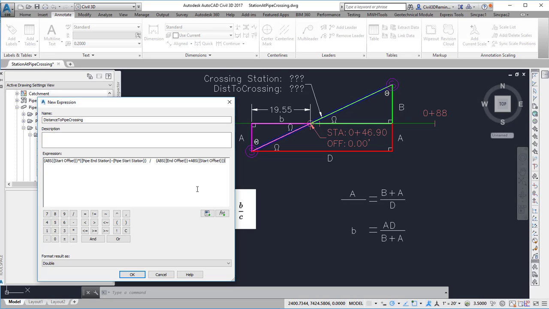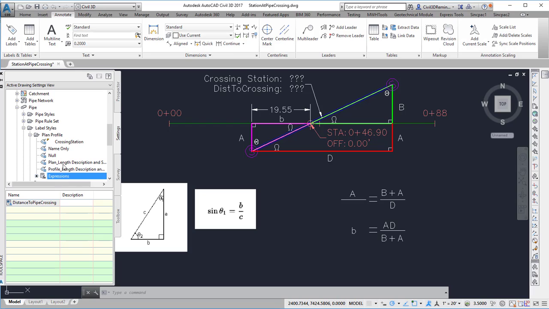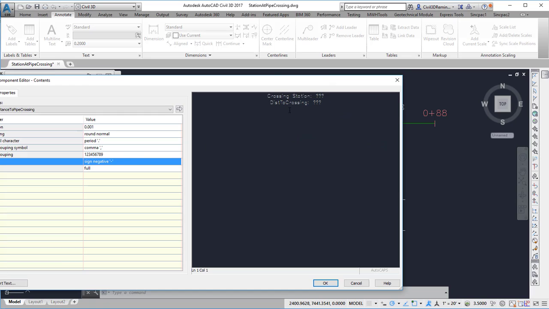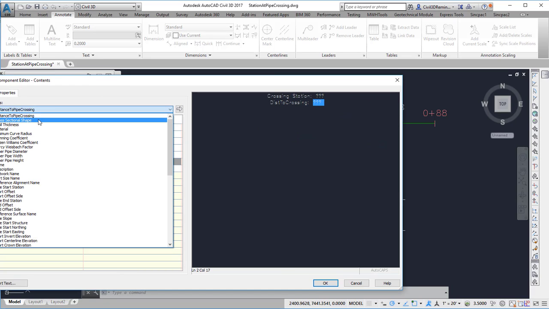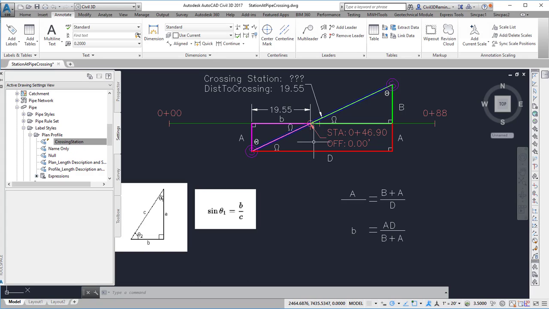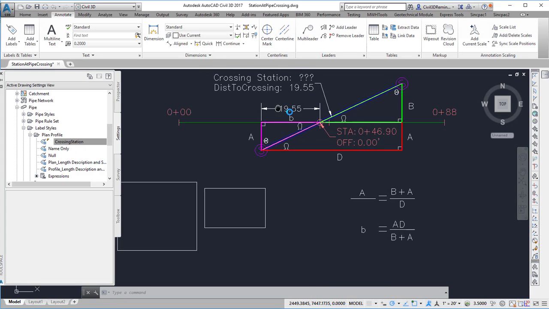And so then I can check my parentheses. And I think I'm okay. So I'll put okay, there's nope. So starting, I need one more there. Yes. All right, so that's my distance to pipe crossing. If I want to test it, I can add it to my label, and I'm just going to round it to 2 spots. And then I can see I get the correct value.